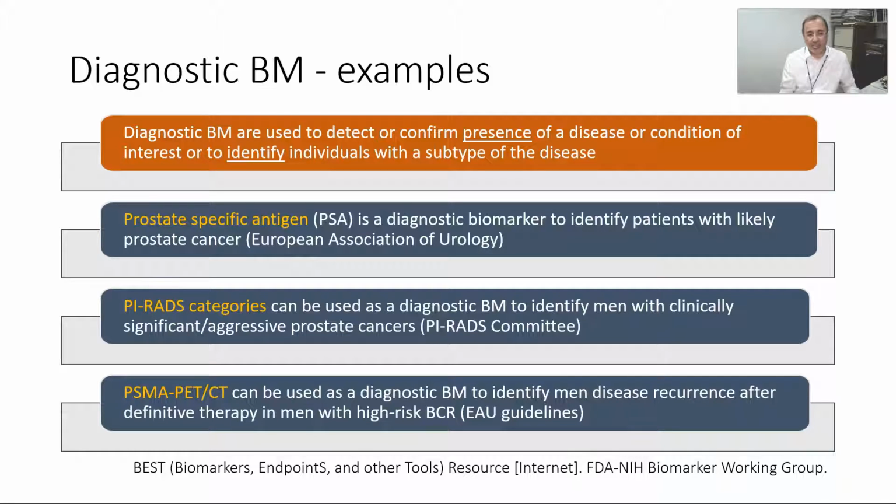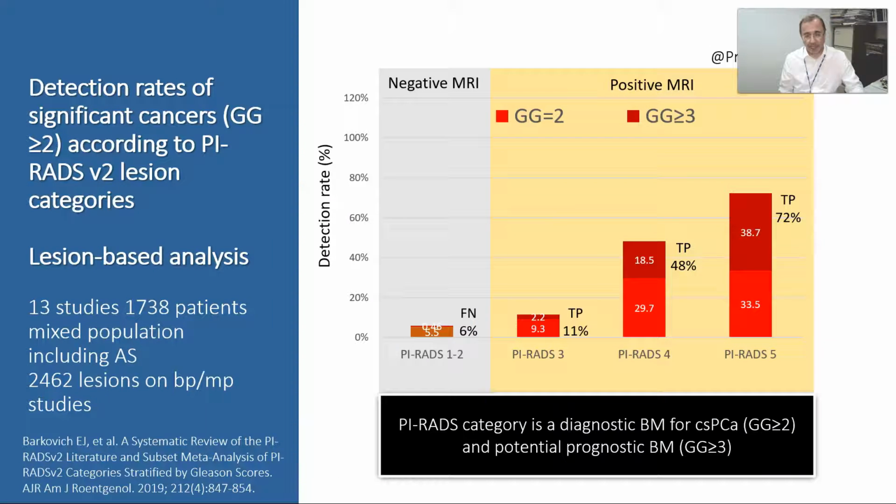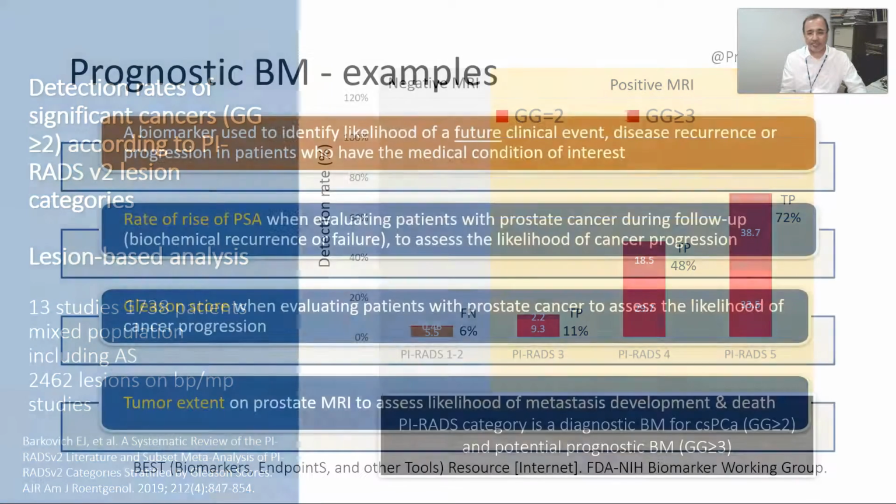So the classical diagnostic biomarker is the PSA test, but PIRADS categories are also a diagnostic biomarker. You can see that the higher the PIRADS score, the greater is the probability of clinically significant cancer. But you'll also notice how the higher the score, the greater is the likelihood of more aggressive types of cancer, and therefore the PIRADS score can also serve as a prognostic biomarker, although this has not yet been established.